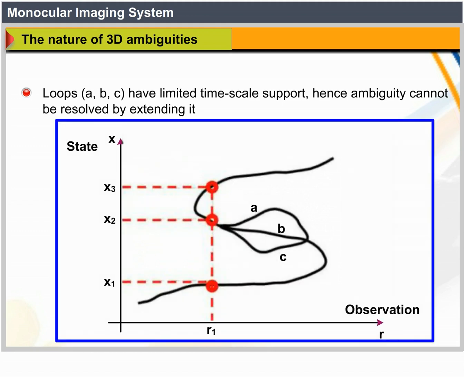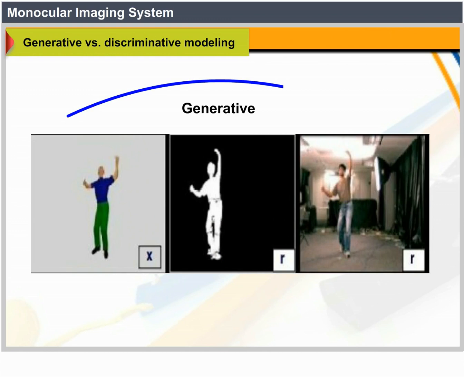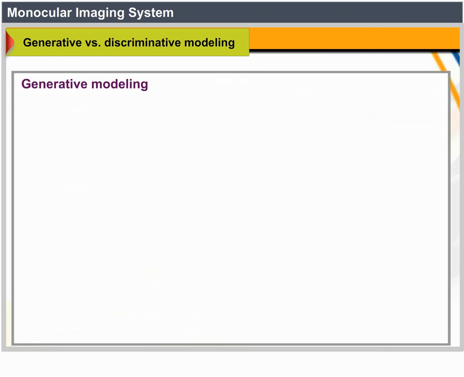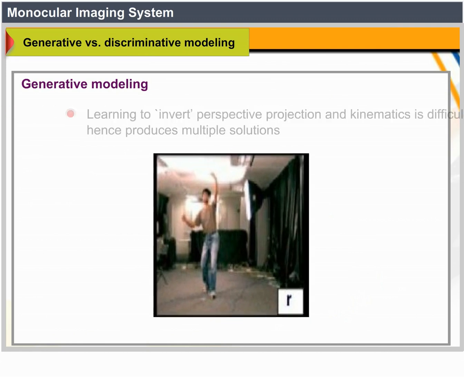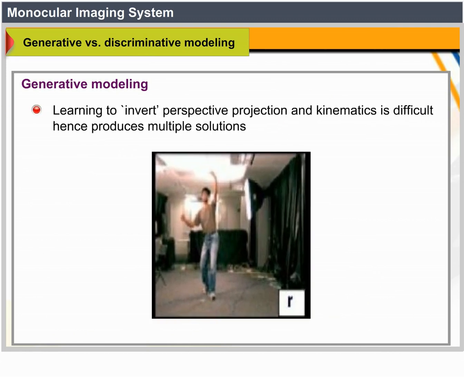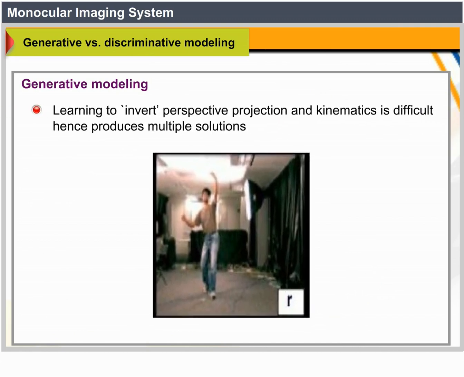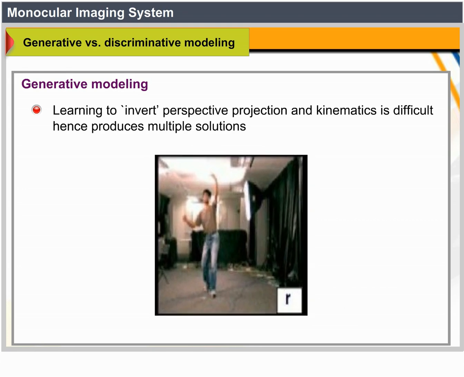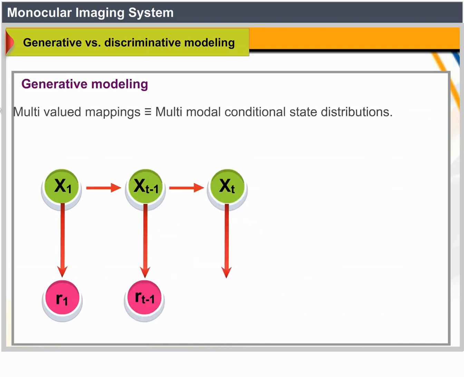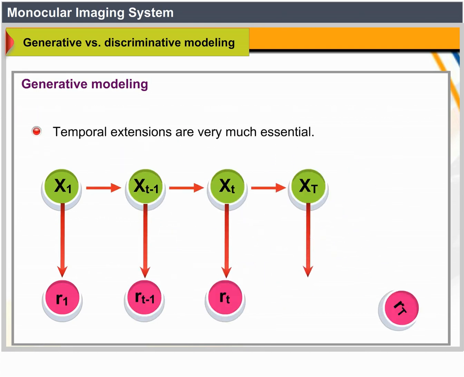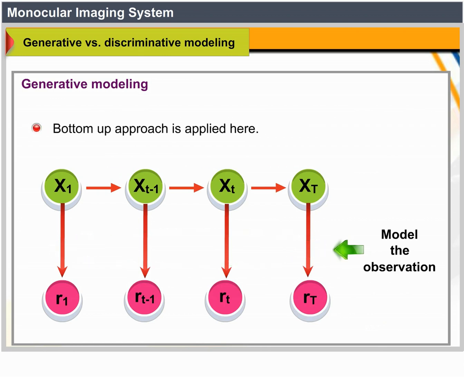Generative versus discriminative modeling. Generative modeling predicts state distributions from image features. Learning to invert perspective projection and kinematics is difficult and produces multiple solutions. Multi-valued mappings are identical to multimodal conditional state distributions. Temporal extensions necessary. Top-down approach. Model the observation.